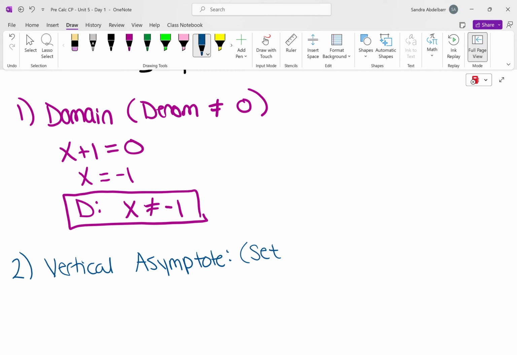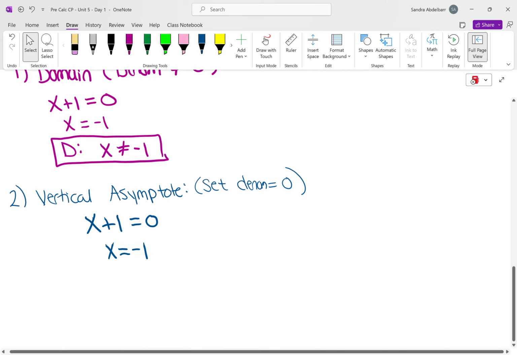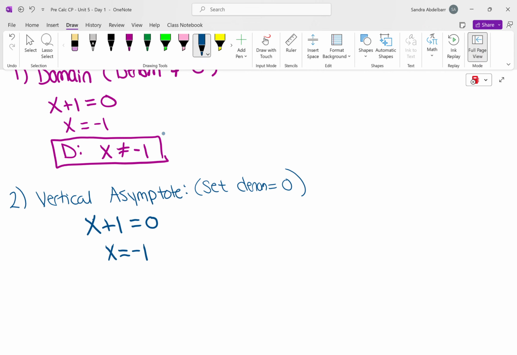Nope, vertical asymptote, then zeros. So for the vertical asymptote, we're going to set the denominator equal to 0. Once again, we go back to our function, and we say x plus 1 equals 0, so x will equal negative 1. That means we will have a vertical asymptote at x equals negative 1.